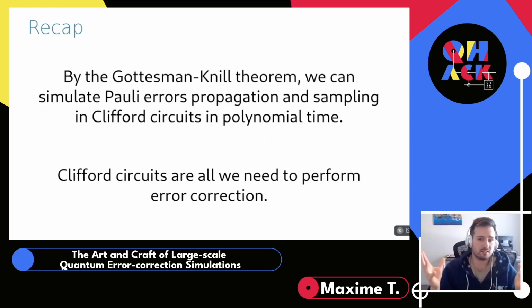And basically, this is all there is to simulating large-scale error correction. We can use the Gottesman-Knill theorem to simulate Pauli error propagation and sampling in Clifford circuits in polynomial time. And this is sufficient if we want to perform error correction simulation. These are the only two tricks that you need to use, and you can scale to thousands or millions of qubits if you want to, and you will still be able to simulate error propagation and detection and sampling in a quantum computer with a classical machine.